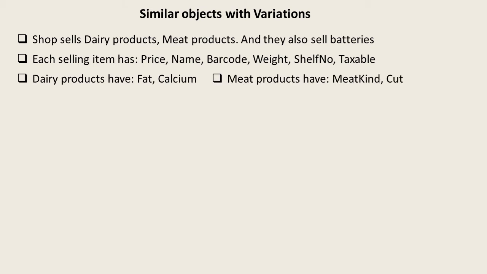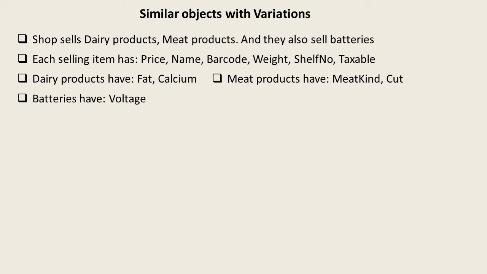Meat products have their specific fields. This is meat kind. Meat kind means what kind of meat. Is it pork? Is it beef? Is it veal? And what particular cut of this meat this item represents. And batteries certainly need to store voltage.